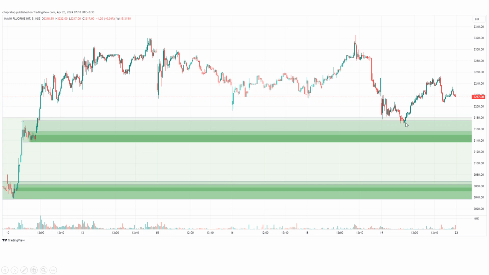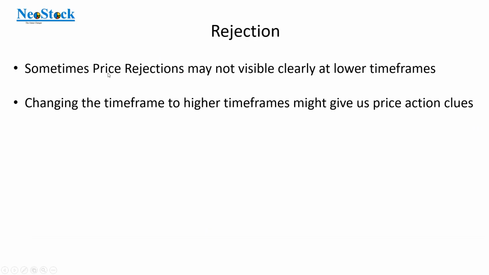Maybe you are seeing some small rejections here. Not great. What are we looking for? We are looking for strong rejections from this zone. So that is what you learned in the previous point. What is that you learned?